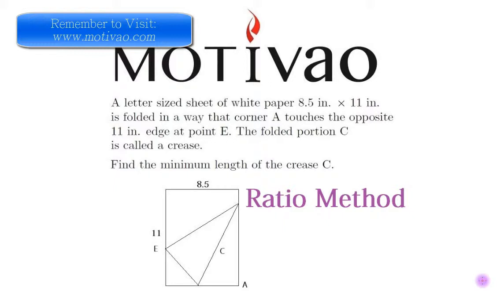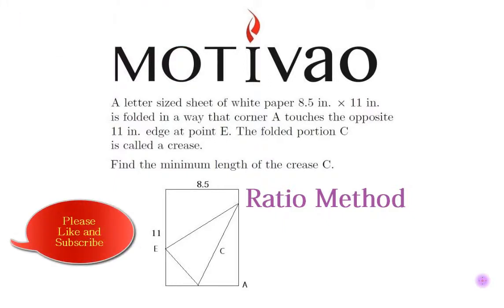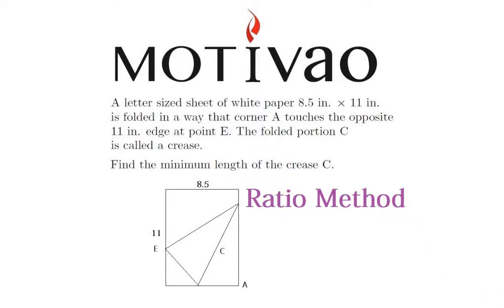Today we're going to find the minimum length of the crease using the ratio method. And the reason I call it the ratio method is because we're going to be using similar triangles. So let's go straight to the diagram.